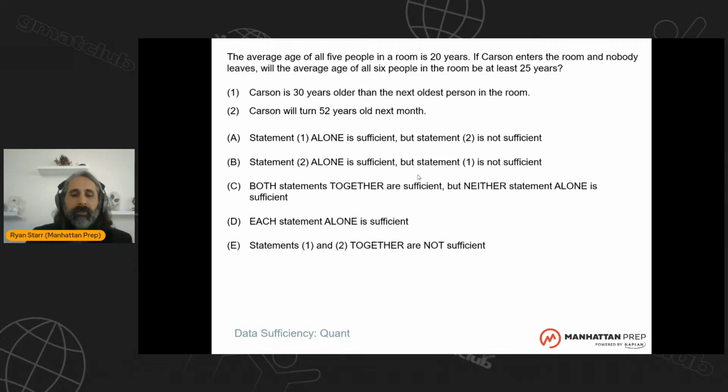That gets rid of quite a few answer choices, as people who've been around the block on data sufficiency can tell you. Specifically, it means that B is a possible answer. Statement 2 alone is sufficient. It means that D is a possible answer. Each statement alone might be sufficient. We're not really looking at statement 1 right now. But it does also mean that A, C, and E are out of the running.